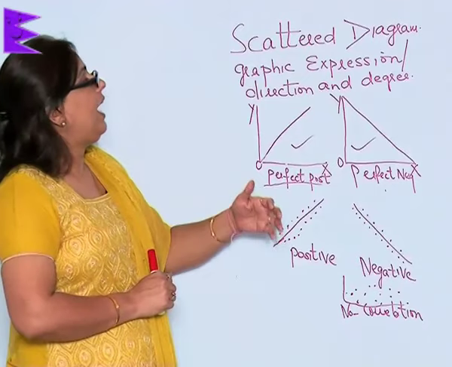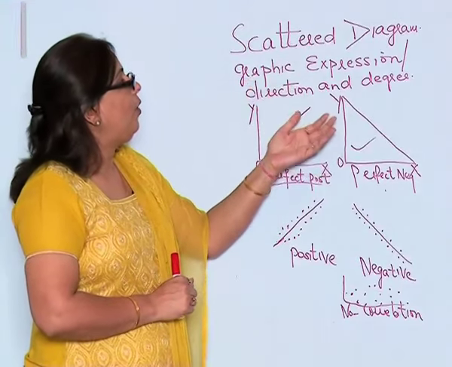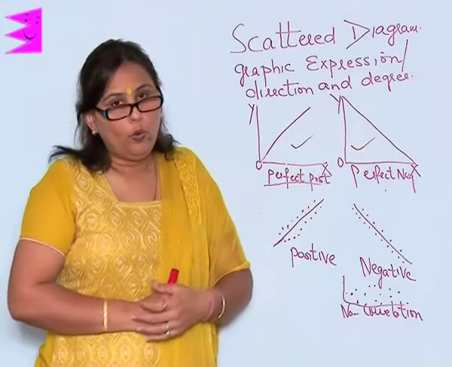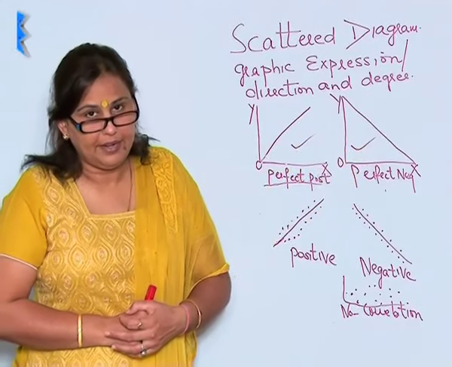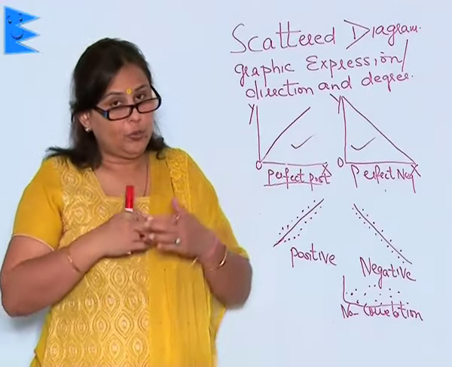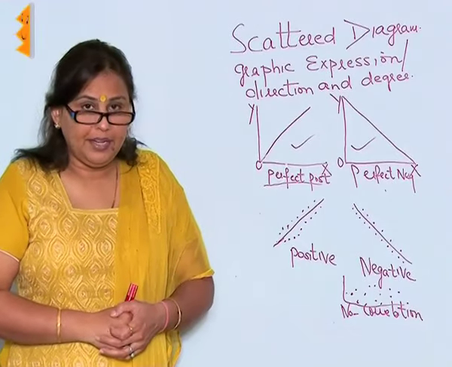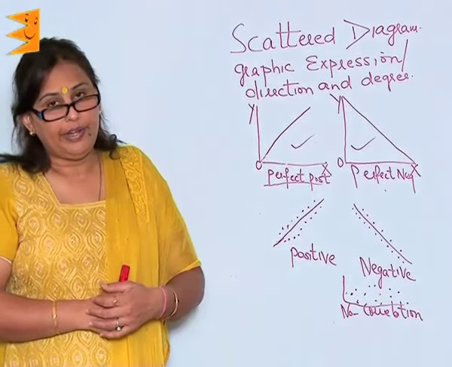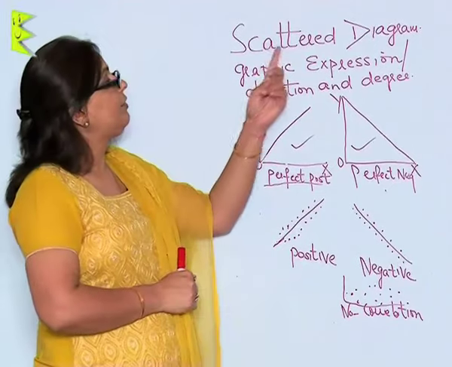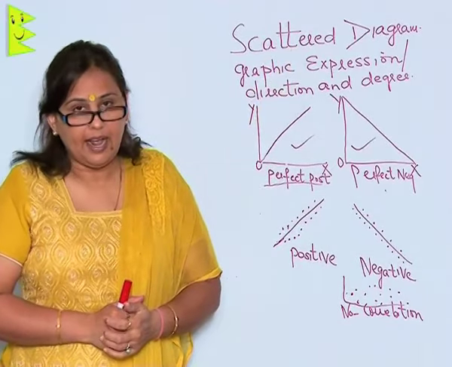Thus, we have to rely on this scattered diagram only to a limited extent. But for going into depth, we have to study the other two correlation methods. So, this was the first method, the scattered diagram method.